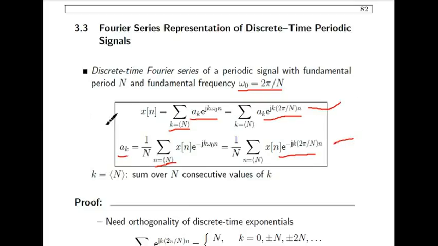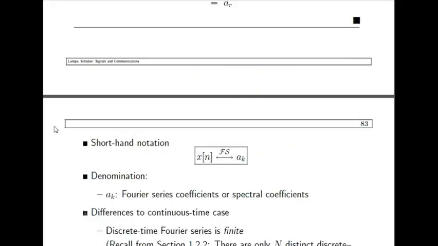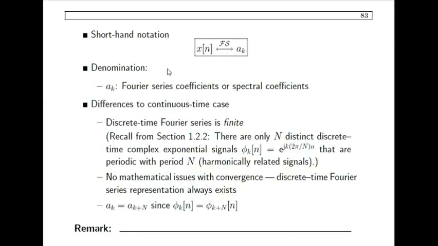In many books, many teachers use this way more frequently, where they replace omega naught with 2 pi by capital N. Okay, its proof is similar to the proof which I told you in the continuous time Fourier series representation, so I am not going to explain it. This is homework for you. You have to do it yourself.